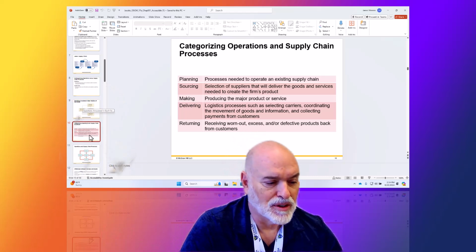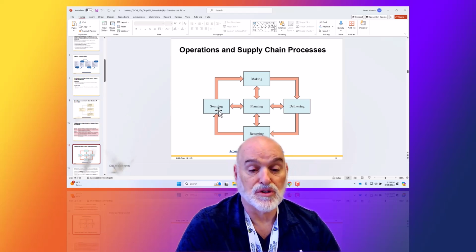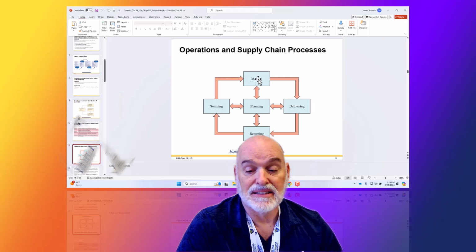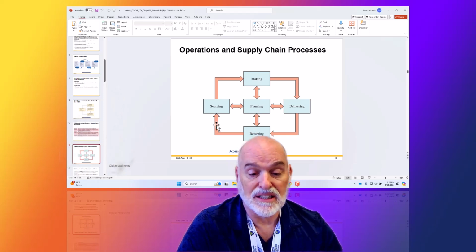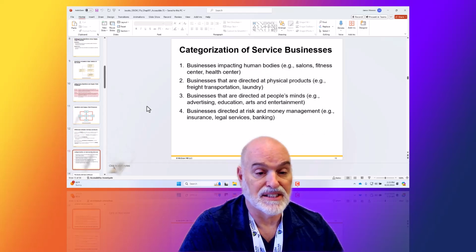Okay, moving forward. Operations and supply chain processing, we start with sourcing, we go to making, and then delivering, planning, returning. We take a look at the entire cycle, if you will, of operations and supply chain processes.